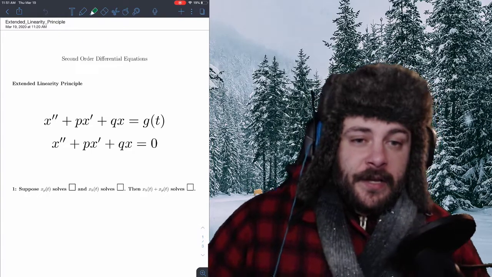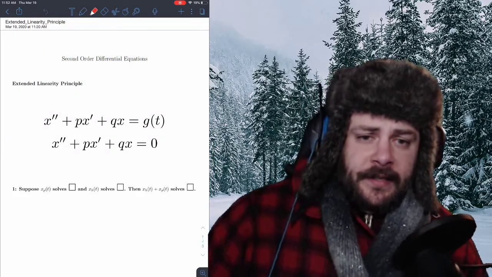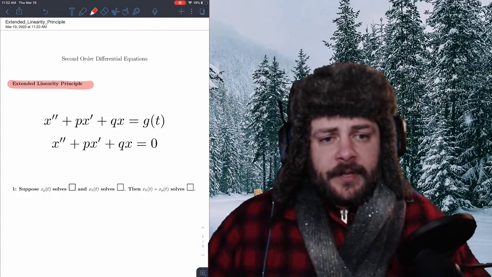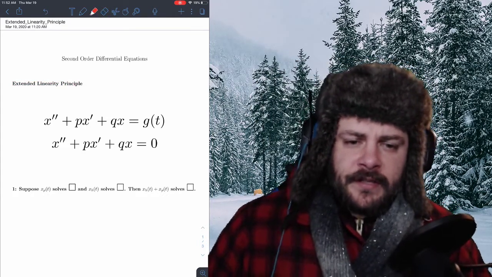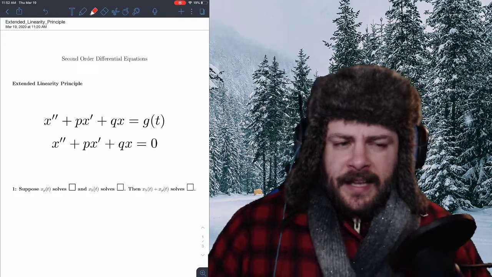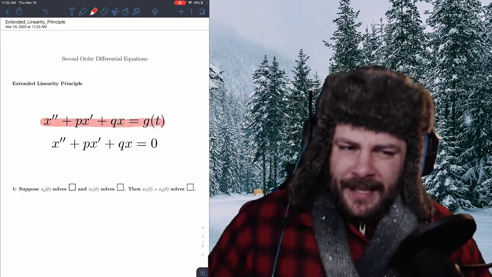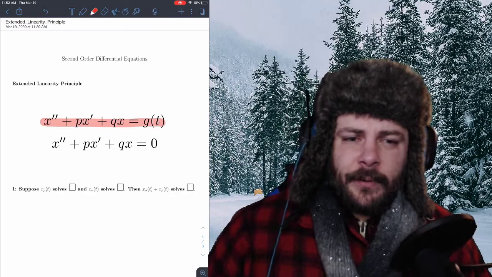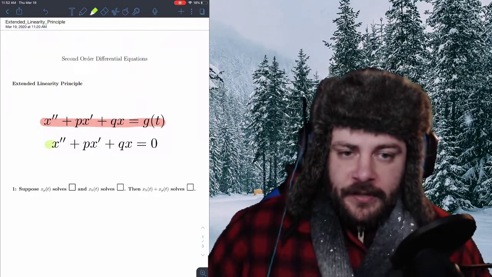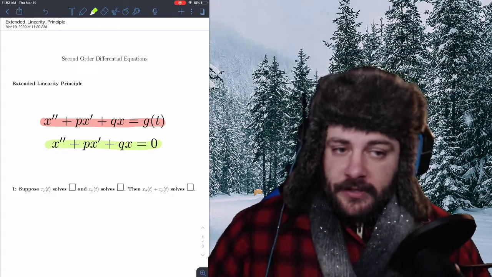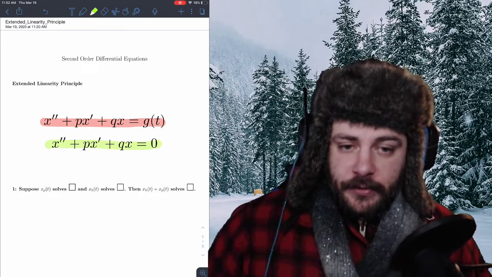Okay. So for the extended linearity principle that we're going to be going over, we are going to try to piece together and prove each of those little claims that we had, and how that helps us put everything together. So we've got our general second order constant coefficient non-homogeneous differential equation in red, and we've got the homogeneous version associated with it in green, as per usual.